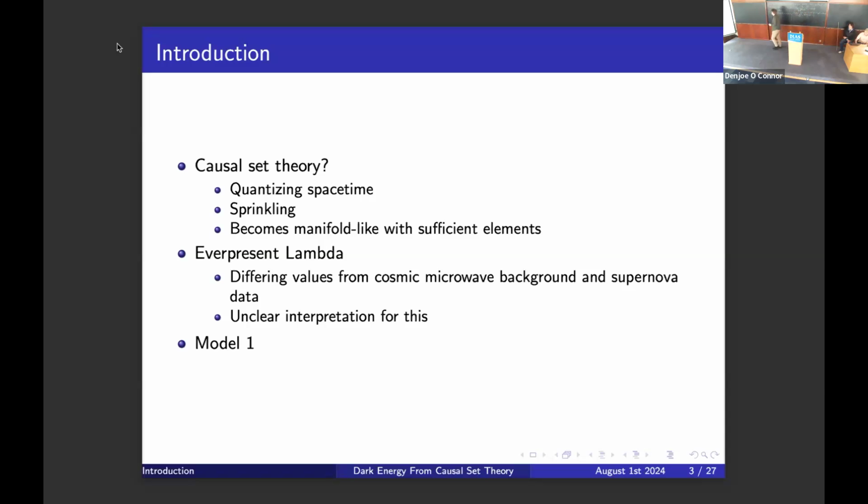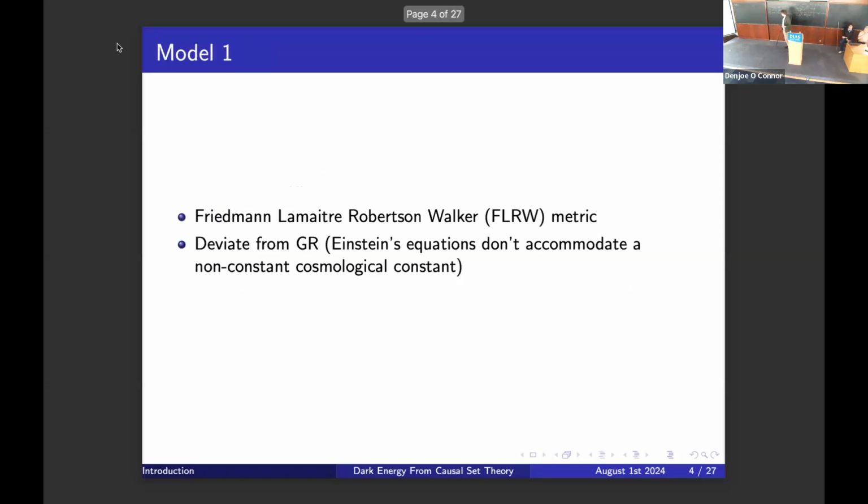So model 1 is an algorithmic model of ever-present lambda, and there is a model 2. We're not looking at model 2. I'm going to talk about the steps involved in it, and then I'm going to hand over to Adam to talk about what changes we made to it.